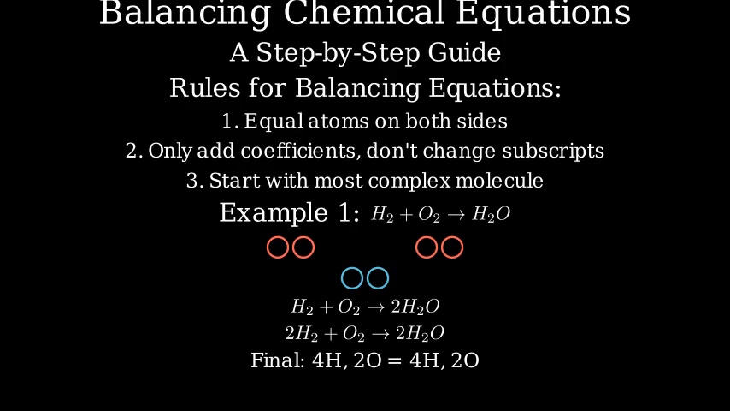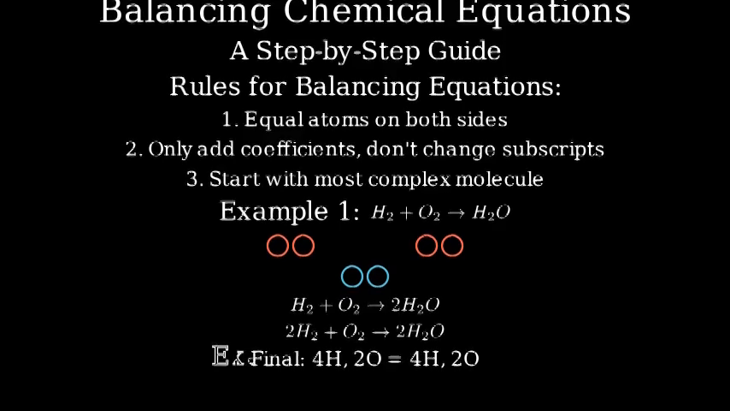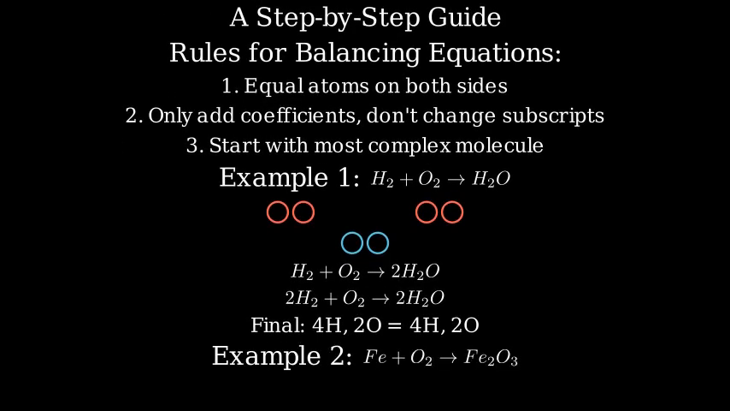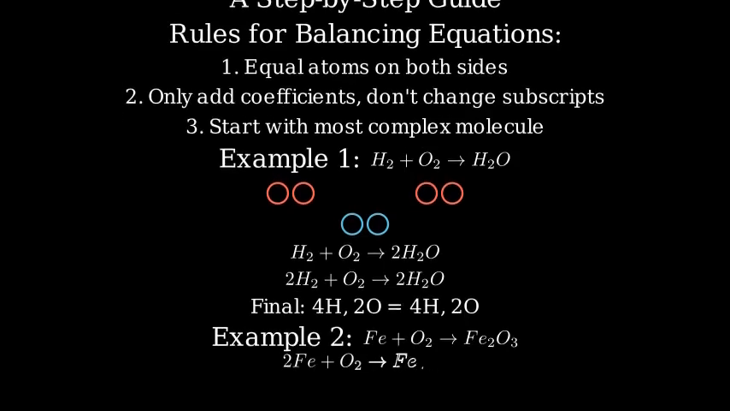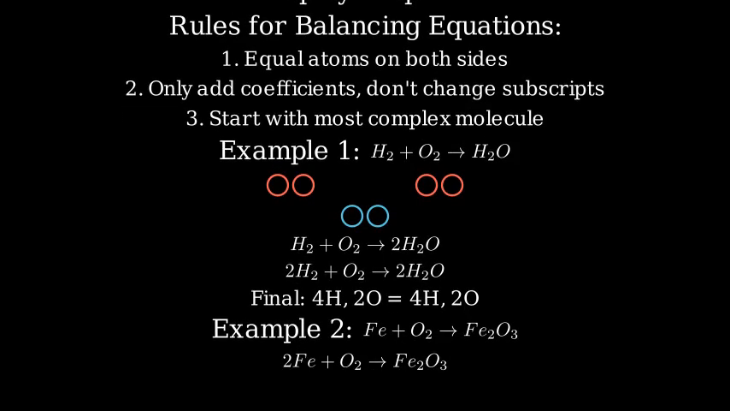Iron plus oxygen yields iron 3 oxide. We start with Fe plus O2 yields Fe2O3. First iron, 1 on left, 2 on right. Oxygen, 2 on left, 3 on right. Let's balance iron first by adding 2 in front of Fe.